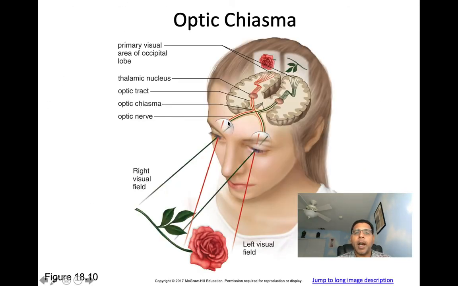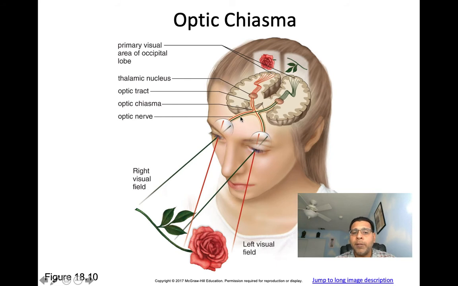So here we can see the optic nerve of the right side. You can see some of the fibers are being depicted in red while others are being depicted in green. So we can see those fibers in red are going to stay on the same side. They'll stay on the right side. Here they're going to make their way after the optic chiasma into the thalamic nuclei. And then from the thalamic nuclei, they're going to make their way to the primary visual cortex of the occipital lobe on the same side.